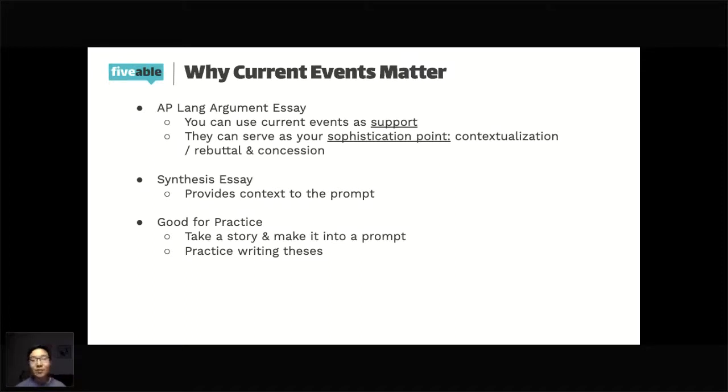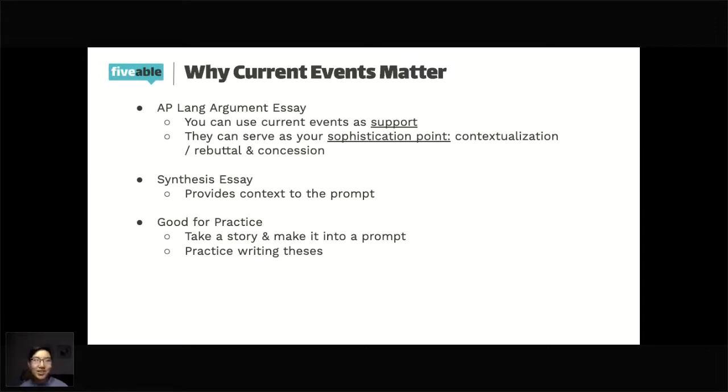as your sophistication point. So if your AP Lang teachers have been teaching and reinforcing those new rubrics in class, you'll also know in that 141 that the last point is sophistication. The way you could earn sophistication with current events is by using contextualization. So basically putting your thesis in context by mentioning current events, or even doing a rebuttal and a concession, which means you're just addressing the opposing point of view, and then you concede and argue against it. Also, you can use current events in a bunch of other ways.